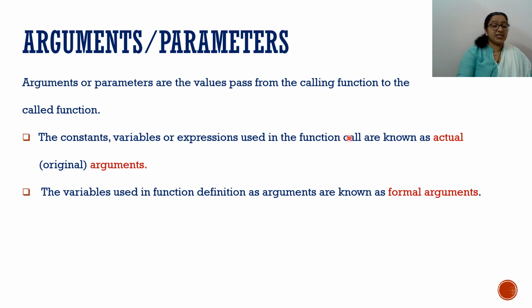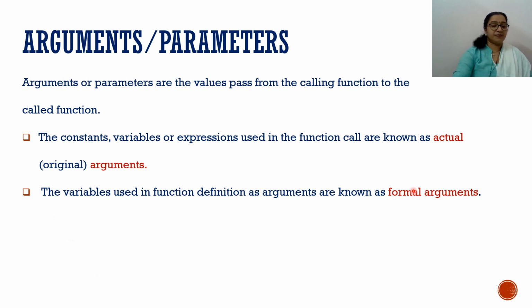Okay, so see the next point. The variables used in the function definition as arguments are known as formal arguments. The variables used in the function header of the definition, that is called formal arguments. So these are the two names for arguments or parameters. The first one is actual parameters and the next is formal parameters. Actual parameters are the parameters used at the calling time, and formal parameters means the variables used in the function definition at the header.